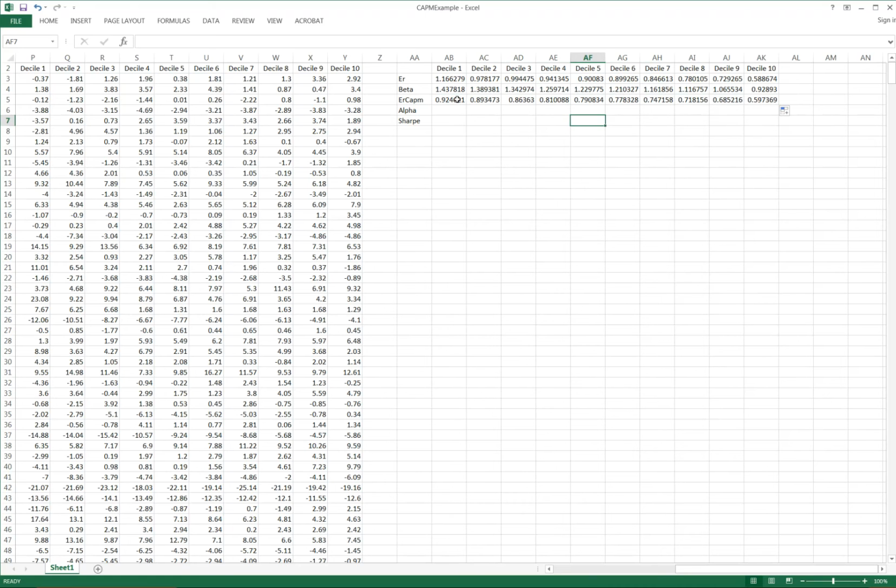So you can see that as we go from small firms to large firms, the CAPM is pretty close most of the time except for the very small firm portfolio. And in fact, that's what alpha is. Alpha is the difference between what the firm or the portfolio actually returned and what the CAPM predicted it returned. Copy those over and let's take a look at those for a second.